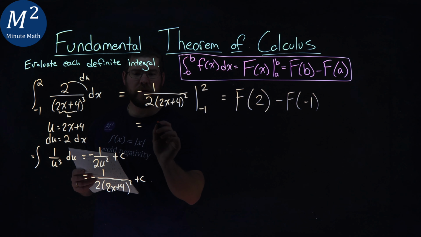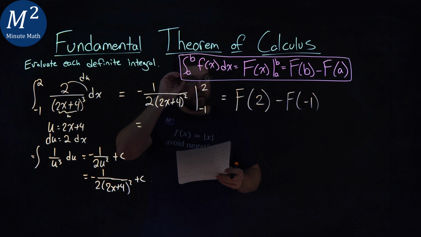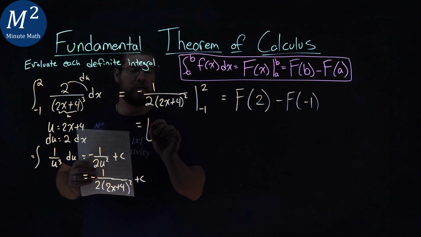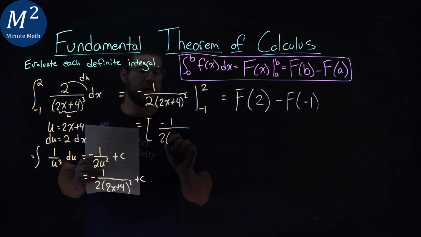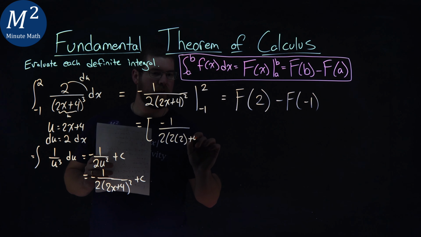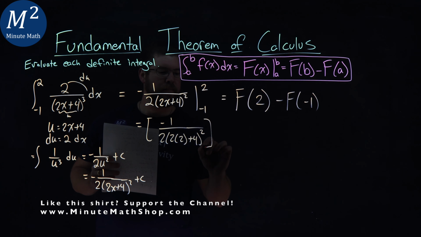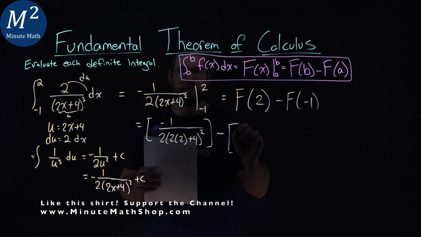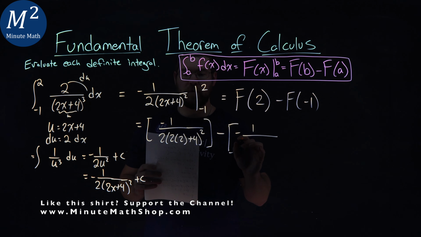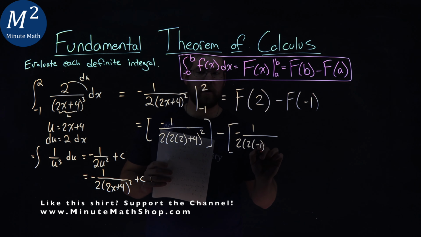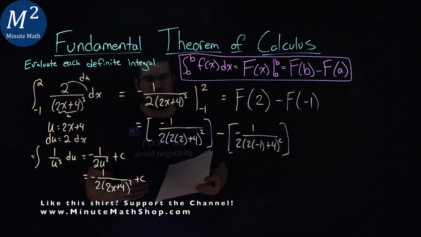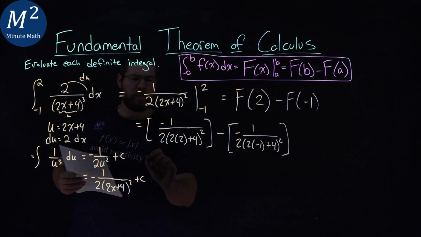So what does that come out to be? We're going to plug in the values here for x and solve. Just algebra at this point. 2 goes in, so we have negative 1 over 2 times (2 times 2 plus 4) squared, minus, same thing, we're going to put a negative 1 in for x: negative 1 over 2 times (2 times negative 1 plus 4) squared. Right there. So let's simplify this.